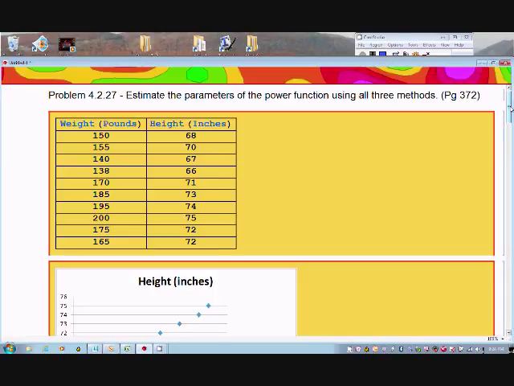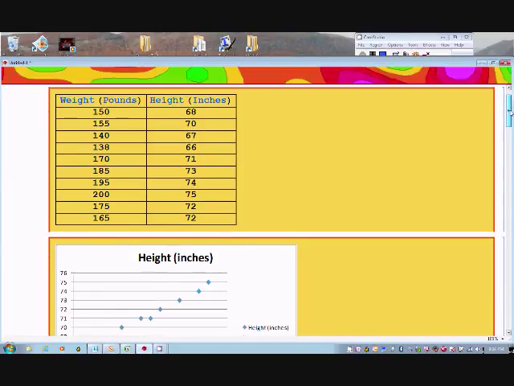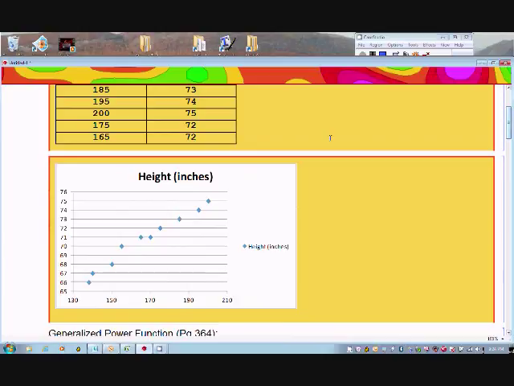And then the first thing we want to do is graph it to get an idea of what that data will look like. So when we graph it in Excel, this is the graph we get.